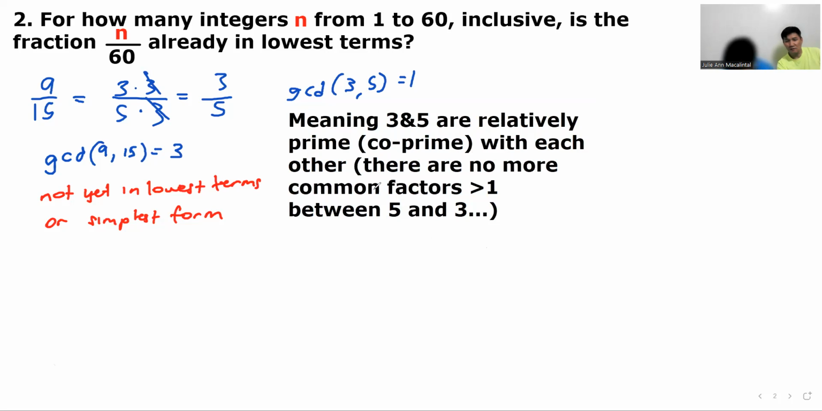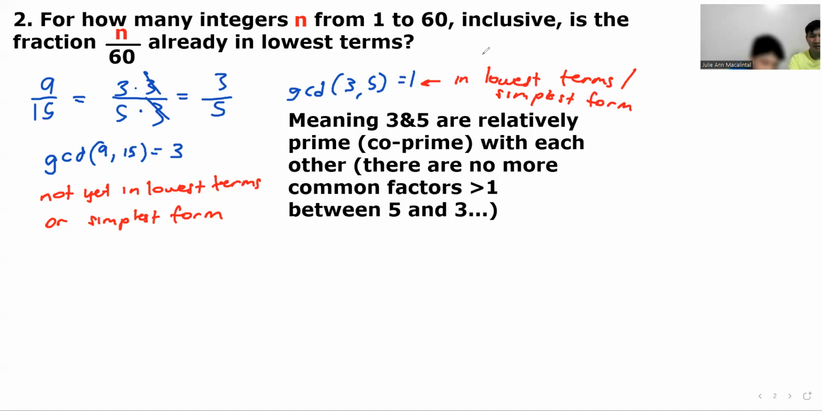So the GCD is already 1, meaning they are in lowest terms or in simplest form. Okay, yes. So we can use this to our advantage. No other common factors or divisors greater than 1.